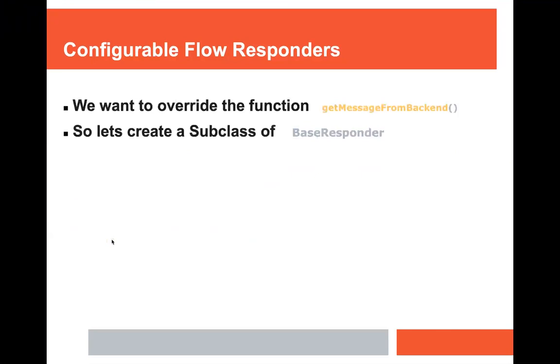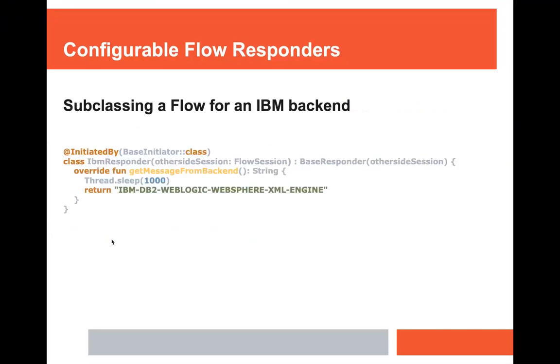So we want to override the function, get message from backends, and so let's create a subclass. So this is for an IBM backend. All you would do is, in plain Kotlin, plain Java, define a subclass using standard object-oriented mechanisms. And in this case here, all we're going to do is respond that we're a DB2 WebLogic-based engine. I added an extra second to simulate enterprise software.